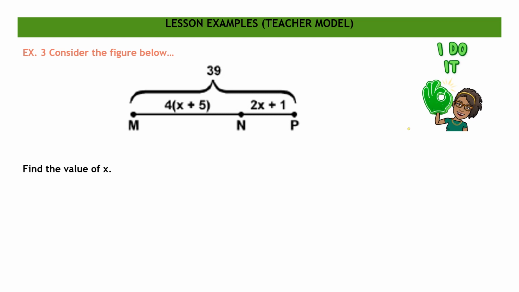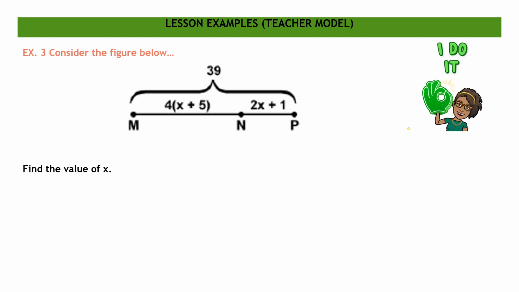So here we are with example 3. Consider the figure below. Here we are going to find the value of x. In this example, we're going to use the segment addition postulate, which says if I have a line segment with a point or points in the middle, I can set up an addition equation to show the value of the full line segment.